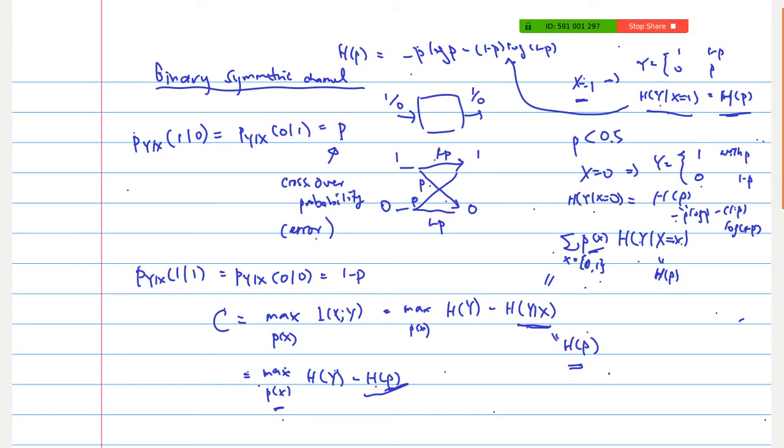Both H(Y|X=0) and H(Y|X=1) are equal to H(p). So if you take the weighted sum, I can put this factor out. It's just equal to H(p), multiplied by the sum over x of 0 and 1 of p(x), and again this sum over probability is just equal to 1. So therefore, it's just H(p).